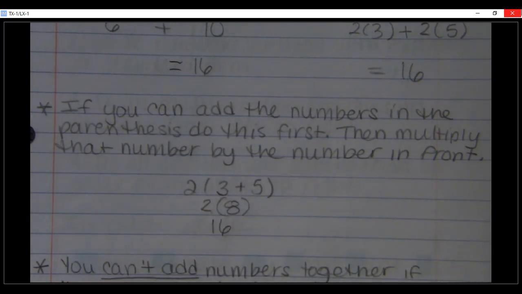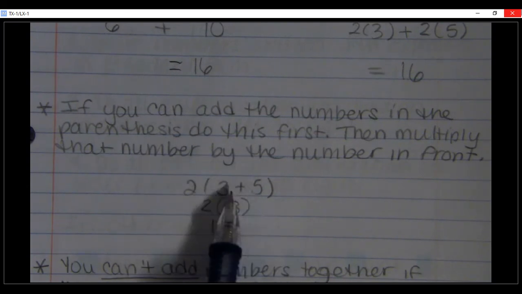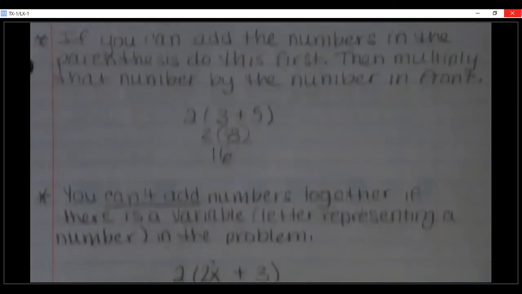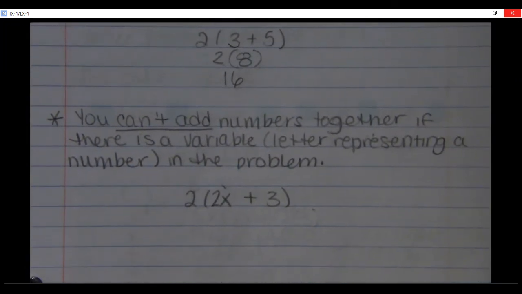You should know both methods, but know that you should solve what's in the parentheses first if you're doing order of operations. But sometimes you can't add the numbers together, and this is going to be one of those situations. So you can't add the numbers together if there is a variable or a letter representing a number in the problem. So any letter that is in the problem that does not mean multiplication, for example, this is 2x plus 3. It'll never say 2 times plus 3. That will just never happen.